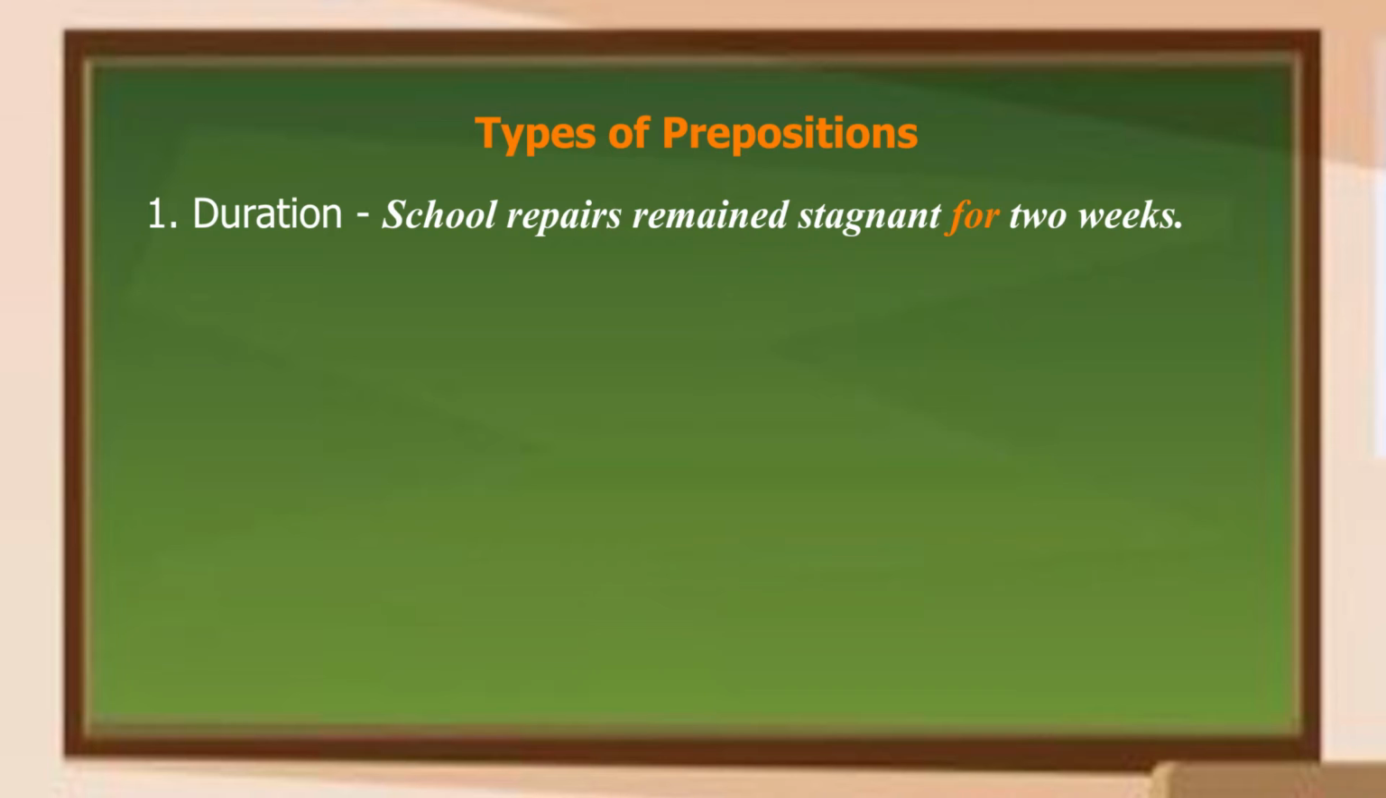Now, types of prepositions. In case you didn't know, there are types. Now, when it comes to duration: school repairs remain stagnant for 2 weeks. We have the preposition for. How long? What is the duration? For 2 weeks. Distance: she lives near the school. Where does she live? Near the school.